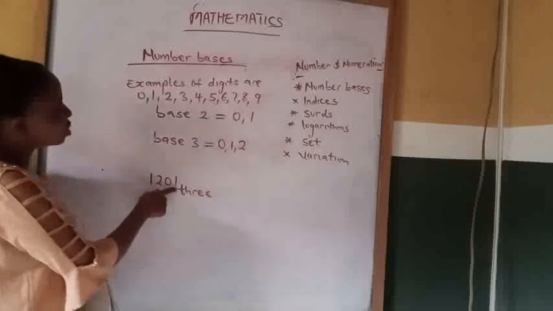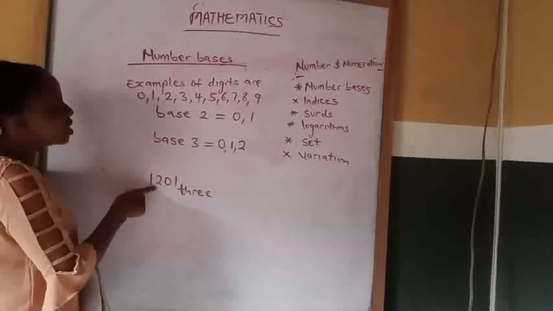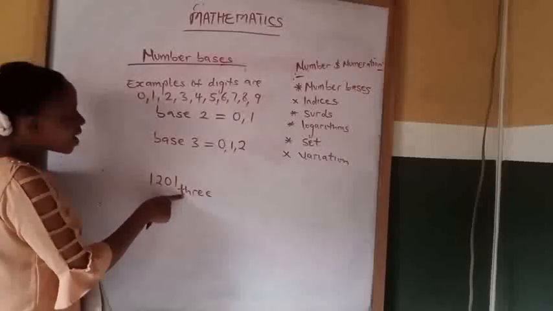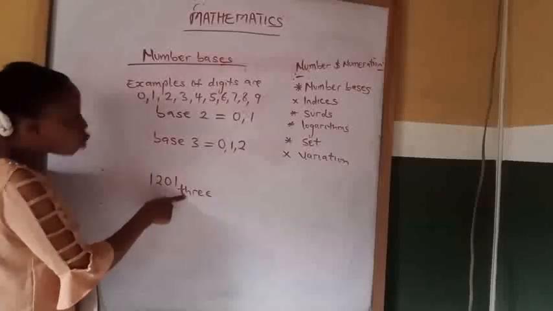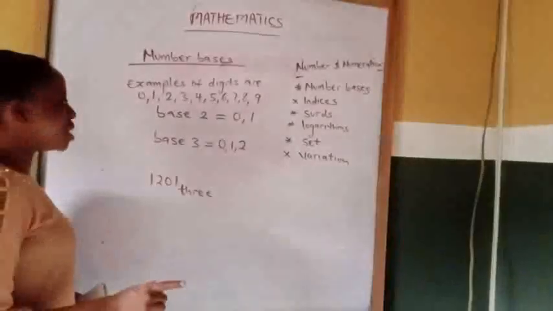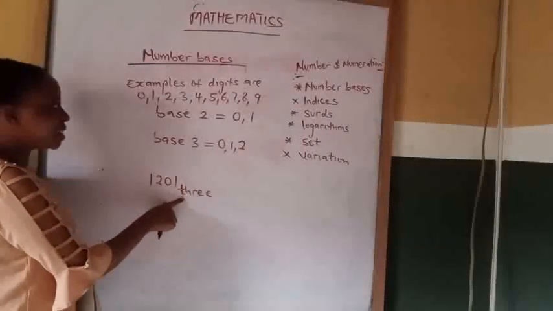So we can see that none of the number is equal to this base, neither greater than this base. So the number must not be equal to the base, neither greater than the base. That is the meaning.